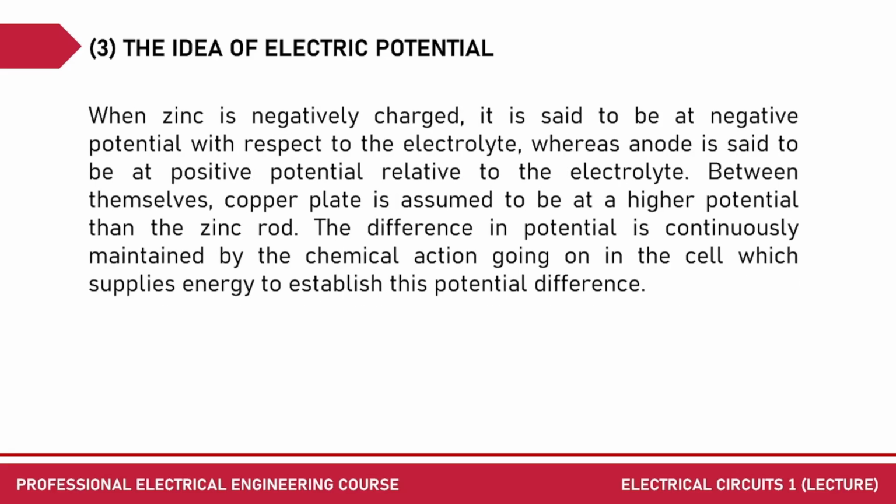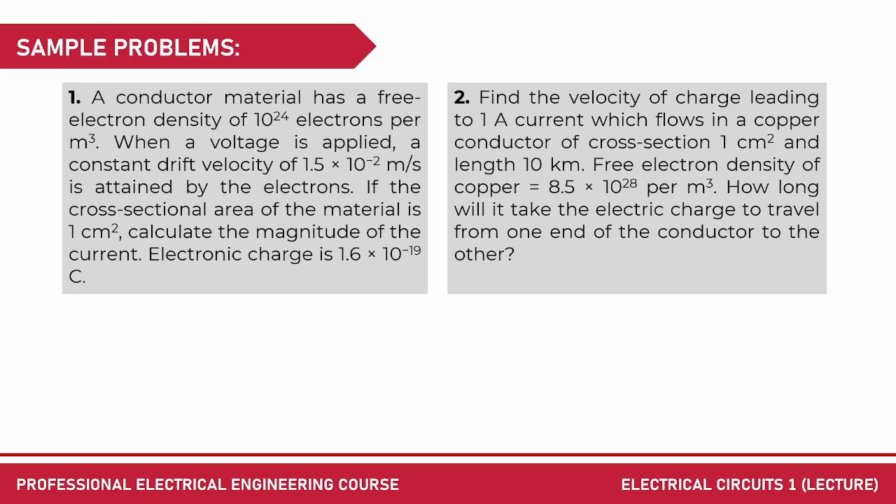Now, when zinc is negatively charged, it is said to be at the negative potential with respect to the electrolyte. Electrolyte was the substance I showed you earlier. Whereas the anode is said to be at positive potential relative to the electrolyte. Between themselves, the copper plate is assumed to be at higher potential than the zinc rod. The difference in potential is continuously maintained by the chemical action going on in the cell, which supplies energy to establish this potential difference. So, let's have some of the problems here, okay?